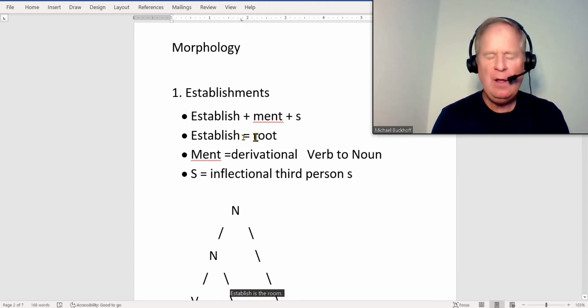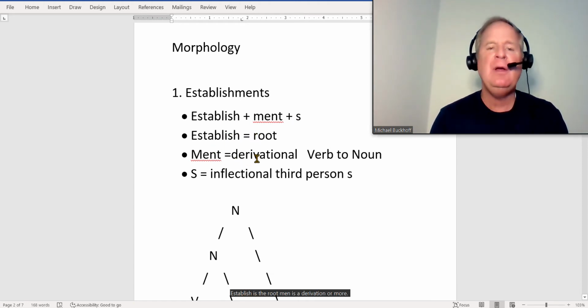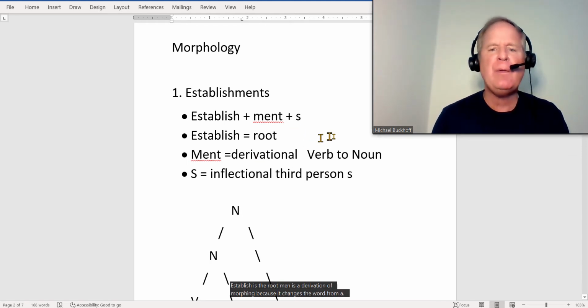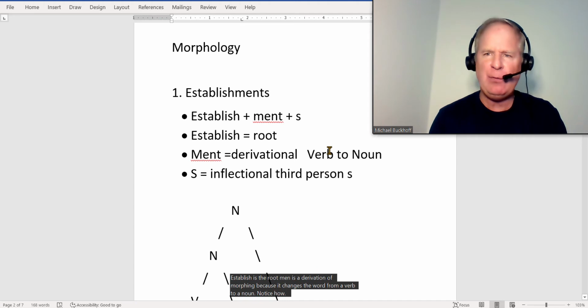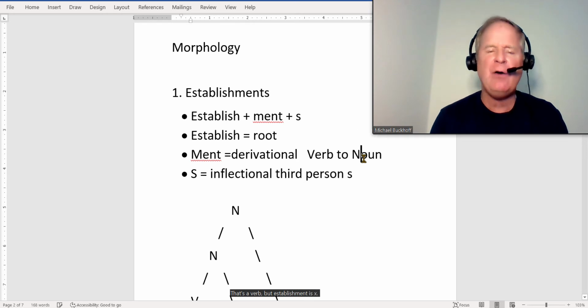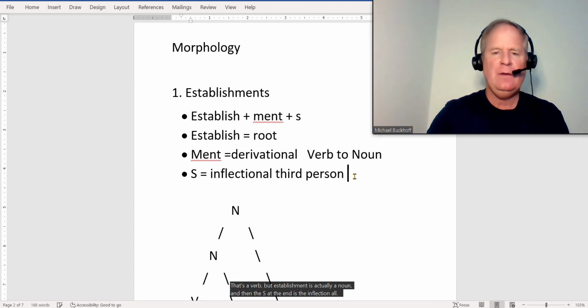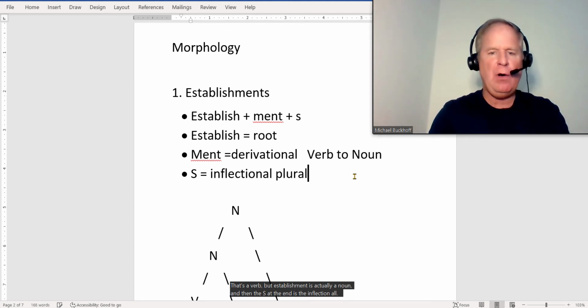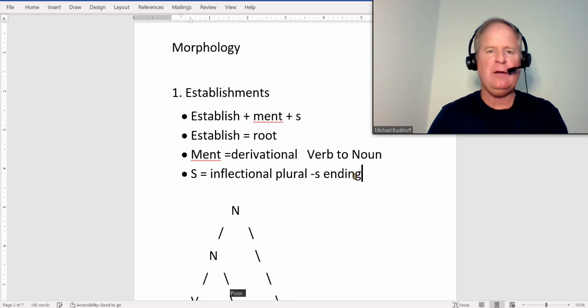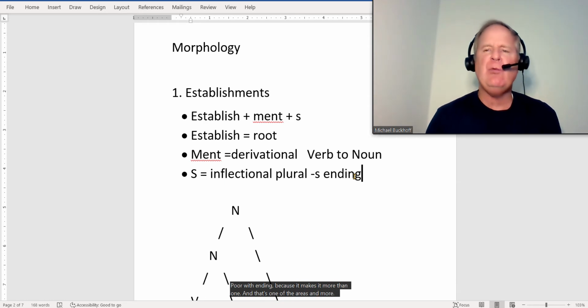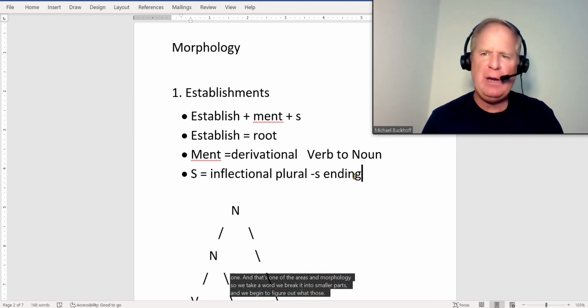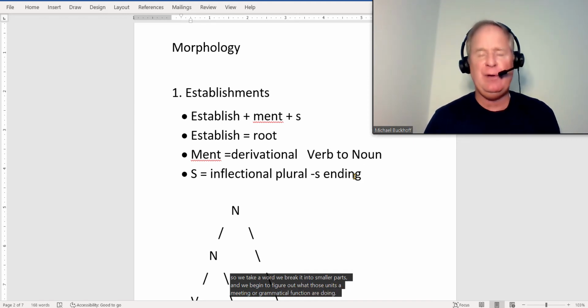Establish is the root. Ment is a derivational morpheme because it changes the word from a verb to a noun. Notice how establish, I established, blah, blah, blah, that's a verb, but establishment is actually a noun. And then the S at the end is the inflectional, I'm getting it wrong, plural S ending, because it makes it more than one. And that's one of the areas in morphology. So we take a word, we break it into smaller parts, and we begin to figure out what those units of meaning or grammatical function are doing. That would be something that we would do.